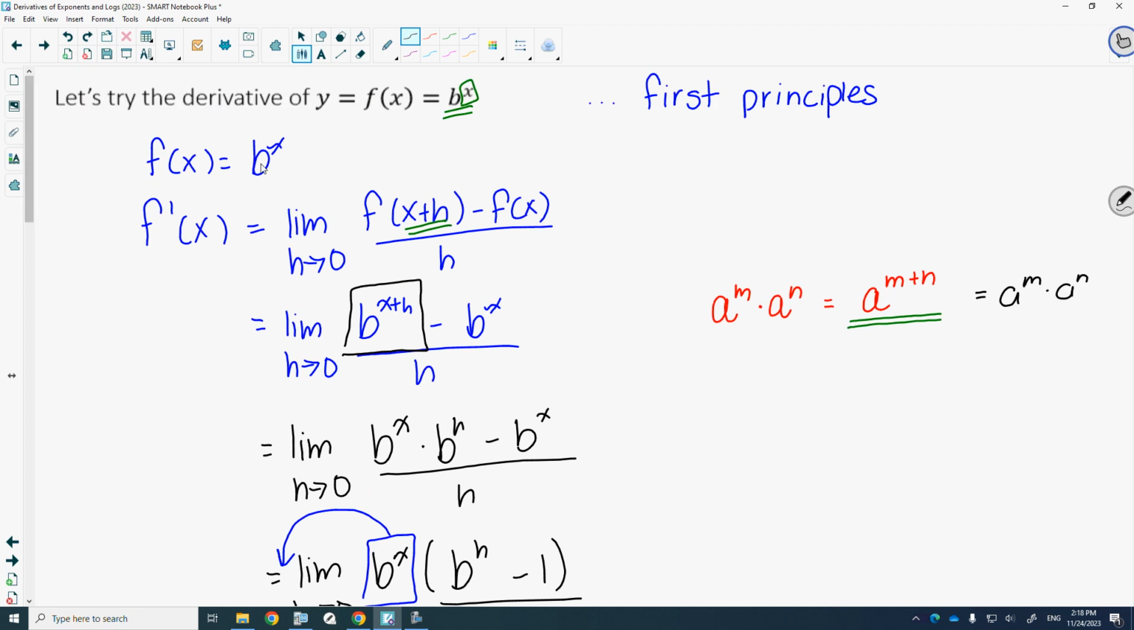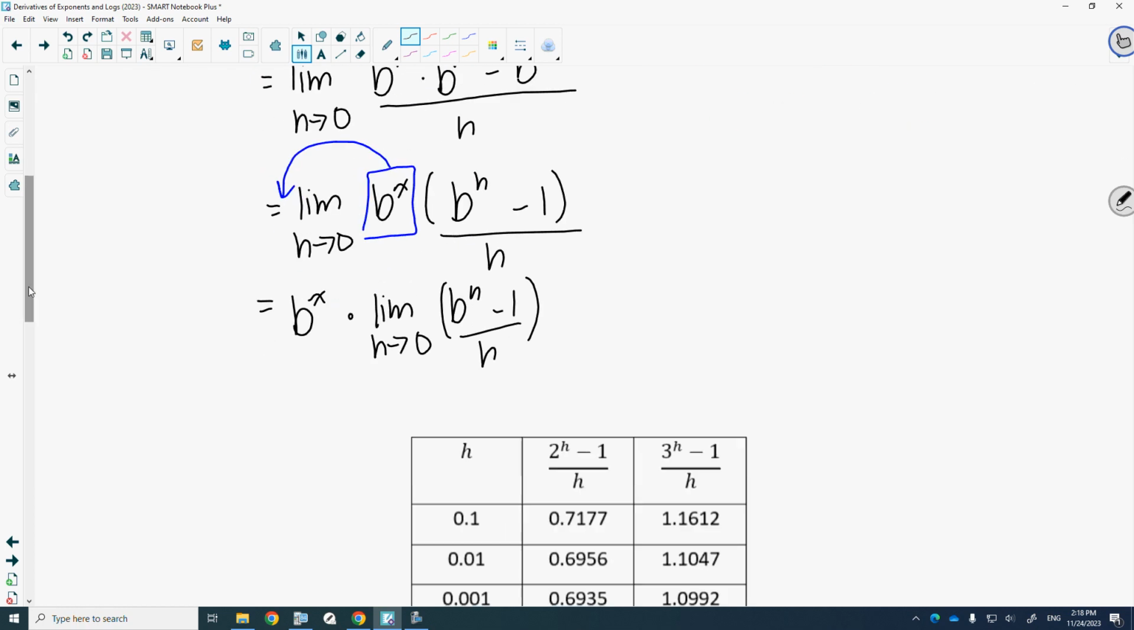We're trying to take the derivative of b to the x, and we did take the derivative of b to the x. So when we have an exponential function, b to the x, and we take the derivative of that, the derivative is actually itself multiplied by this limit here. And this part is sort of going to scare students, but I'll show you what's going to happen with this. So the derivative of b to the x is b to the x multiplied by this value here.